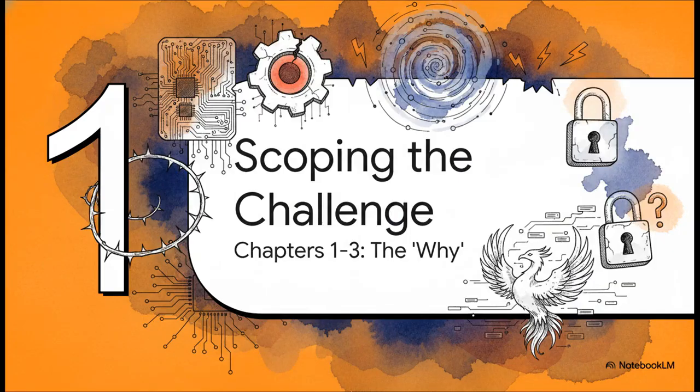Okay, first up, scoping the challenge. These first 3 chapters were all about laying that strategic groundwork. And this wasn't about just checking off boxes, it was about really answering that fundamental question, why does AI demand a disaster recovery plan that's just fundamentally different from what we're used to in traditional IT?